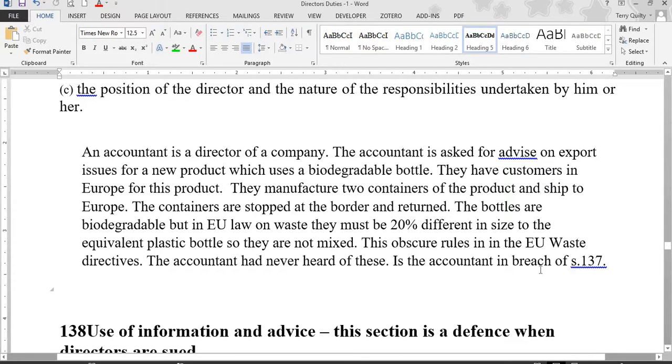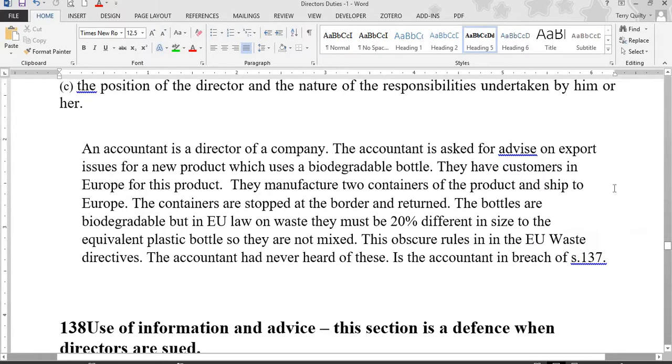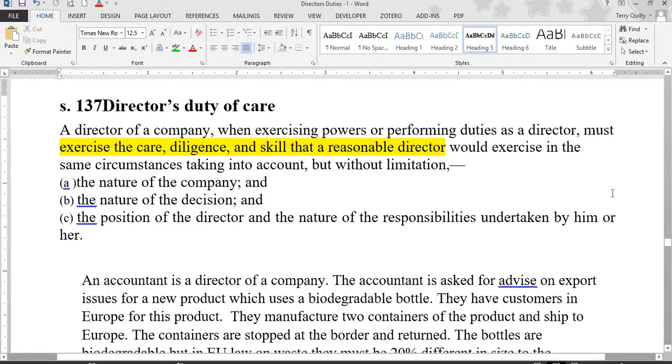So the accountant has never heard of this. Is he in breach of Section 137? Now, the problem is he's taken on a responsibility and a substantial contract. So you take in the nature of the company. Okay, it's an exporting company, so we need export knowledge. The nature of the decision relates to biodegradable products and recycling in another market, and the position of the director and responsibilities undertaken by him. So he's undertaken this obligation without the proper understanding or knowledge.